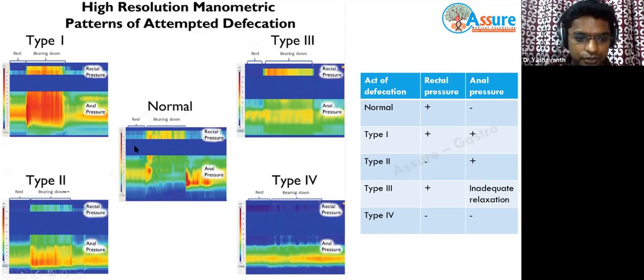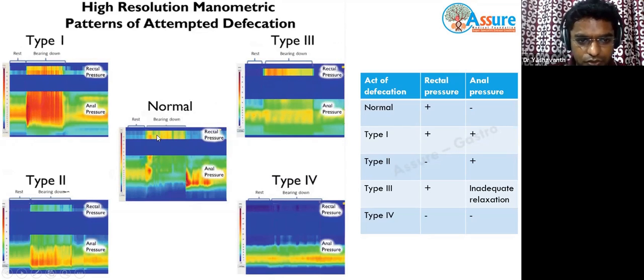Okay, so if you have placed a catheter this way, there is the proximal end and the distal end. One will take the pressure from the rectum, and the one in the anus will take the pressure from the anal canal. So normally the rectal pressure will be low and the anal pressure will be high. Yellow is a little high, blue is low. So that's where the continence is being maintained.